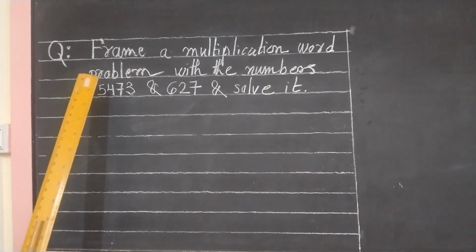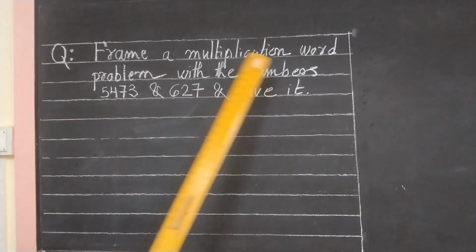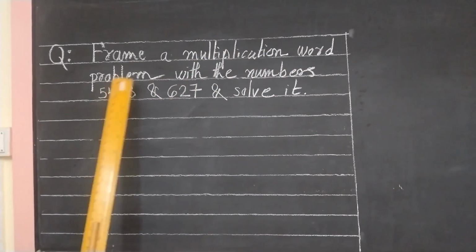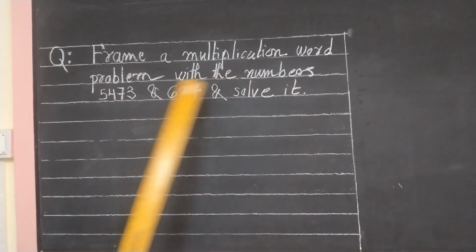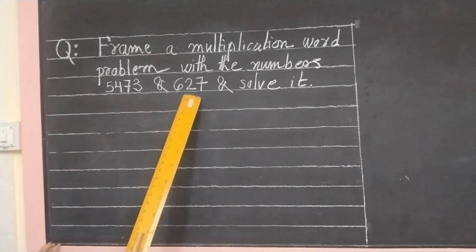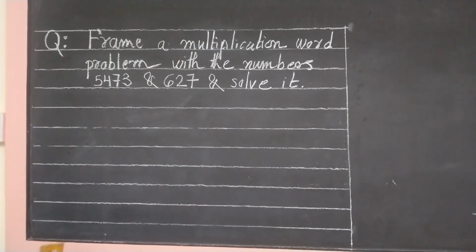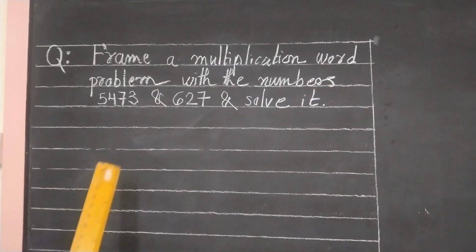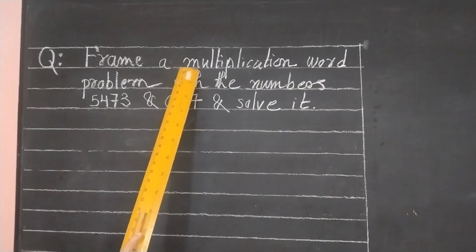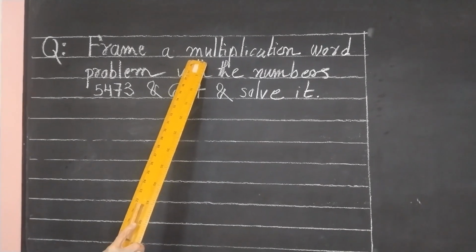Let us take the next question. Frame a multiplication word problem with the numbers 5473 and 627 and solve it. Now here they are asking us to frame a multiplication word problem. So we will have to first circle it.